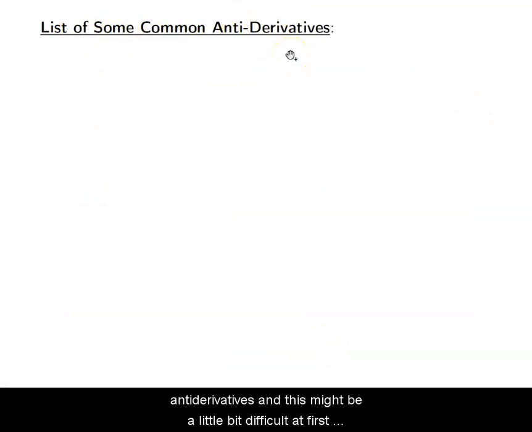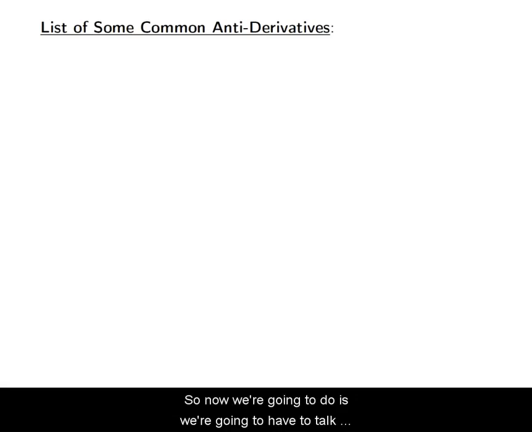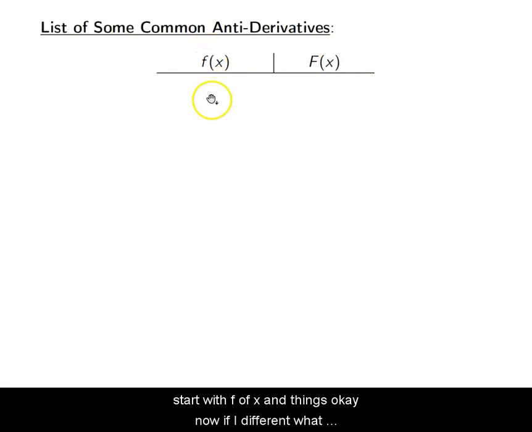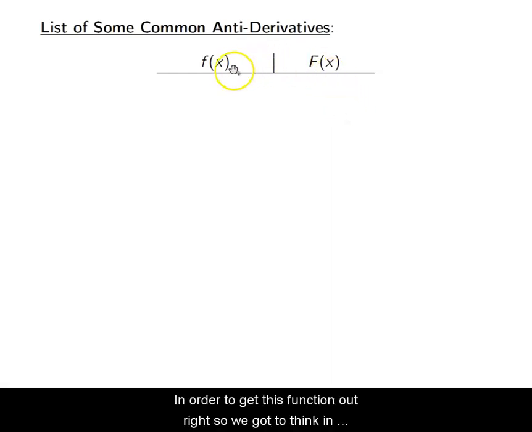Now this might be a little bit difficult at first because for about half of the semester, we've been really focused on differentiating a function. So now we're going to have to talk about anti-differentiating. We're going to start with a function and think in the opposite direction. What function do I need such that if I were to differentiate it, I would get the function that I want? So we're going to start with f of x and think, what function do I need to differentiate in order to get this function out? So we've got to think in the opposite order.